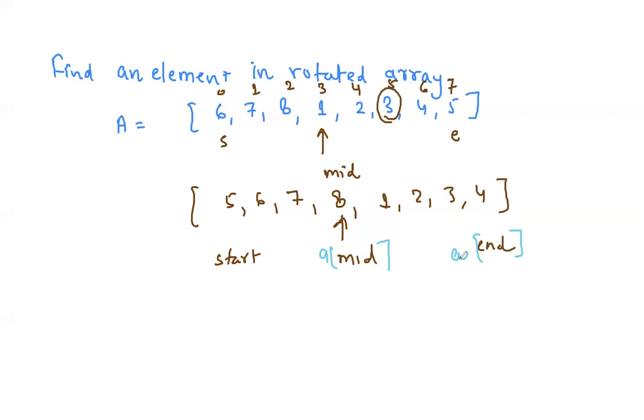If I were searching for 7, then I would say the left hand side is sorted. Does it fall between 5 and 8? Yes. So I'll discard the right hand part and just look into the left hand part. Stick to the fundamentals. Always do A of mid to A of end. Whatever it gives you, just use that information to discard one half.